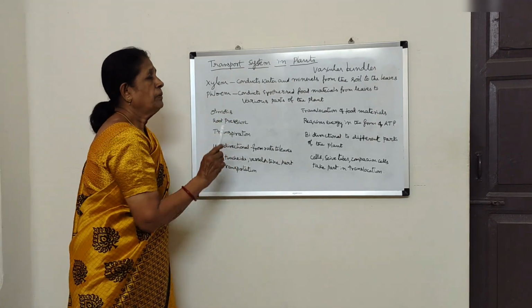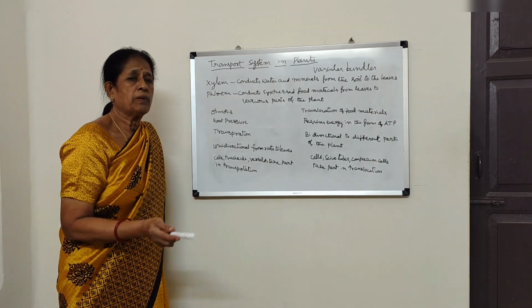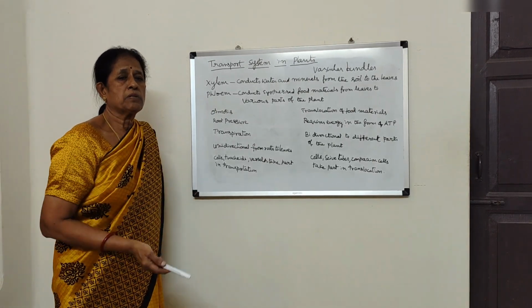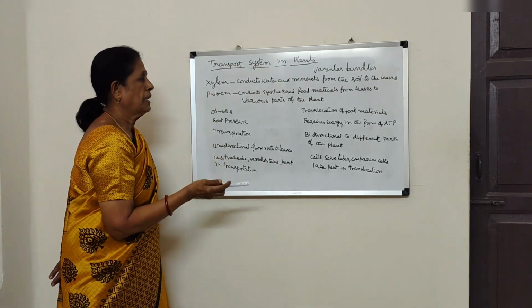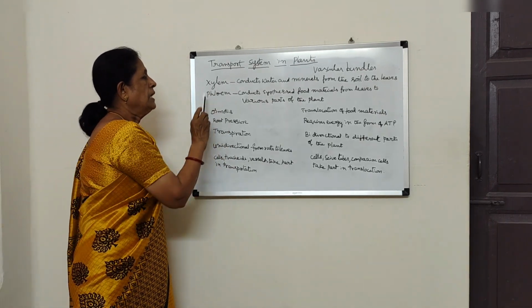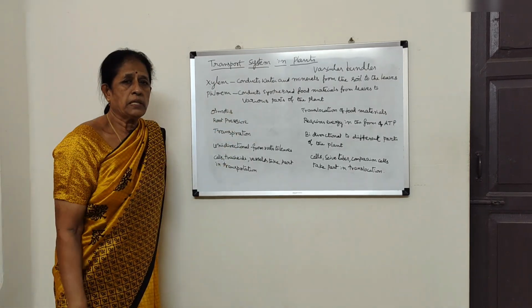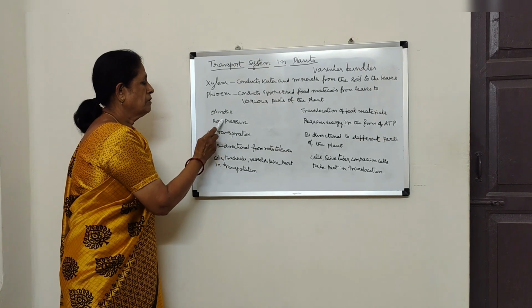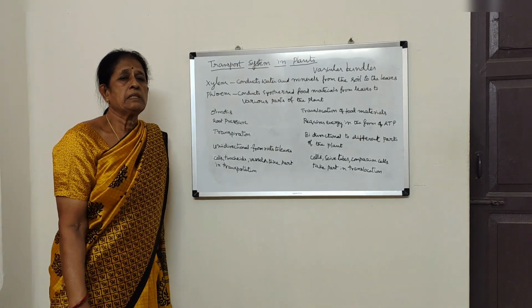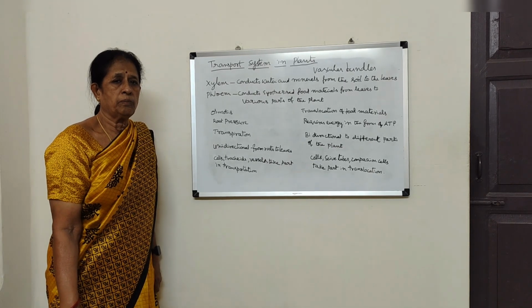So xylem and phloem are complex tissues, and simple tissues are different from complex tissues. You might have studied this in your lower classes. If you need an explanation, I'll take another class. So for now, xylem and phloem play an important role in transportation. So these are osmosis, root pressure, and transpiration. These are the three processes which help in the transportation in plants.